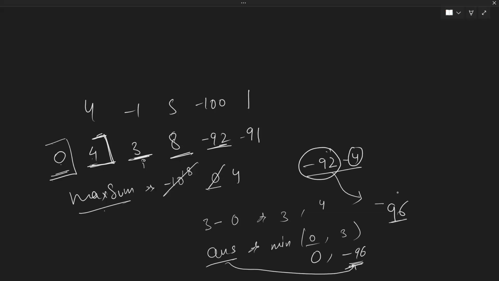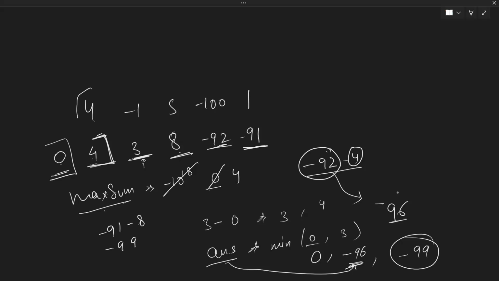And after this, simply we can do here also, minus 91 and 8. So this will be minus 91 minus 8, minus 99. Is it right? Yes. So I'll again update my answer with minus 99. So this is the maximum negative sum that I can get for any subarray of size more than 1.